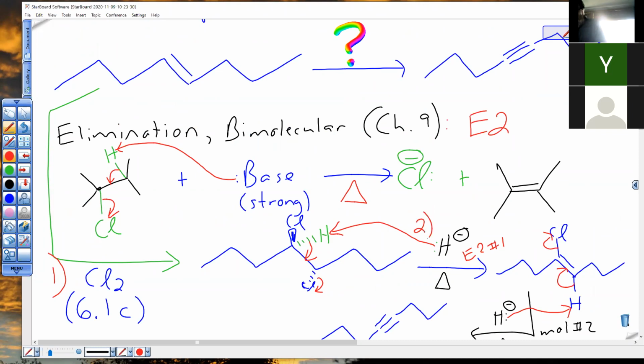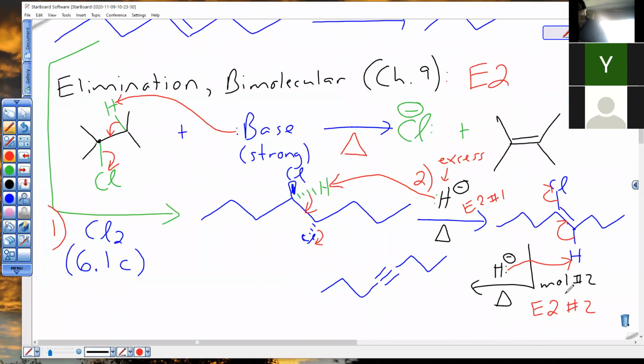And you would just use an excess of H minus. You need more than 2 moles of H minus for 1 mole of this, right? Because the first mole does the first elimination, and then the second mole does the second elimination. So this would be step 1, halogenate it, so you have a leaving group on both sides, and then do the E2 twice to make 2 new pi bonds.